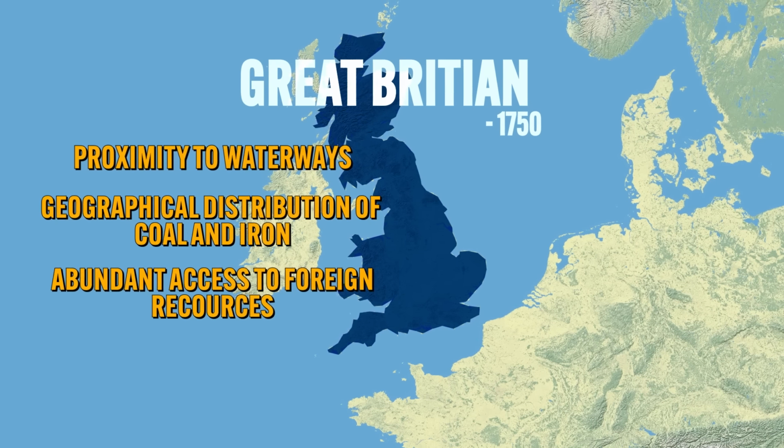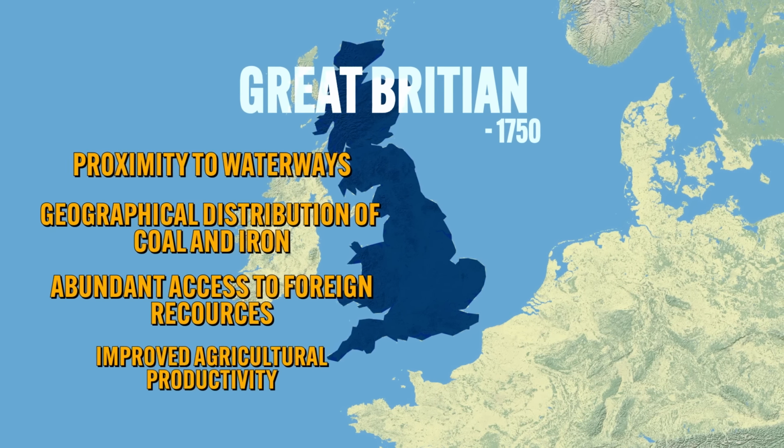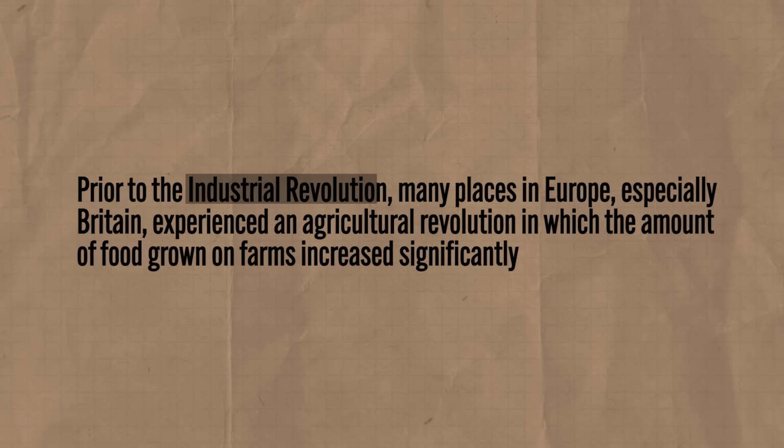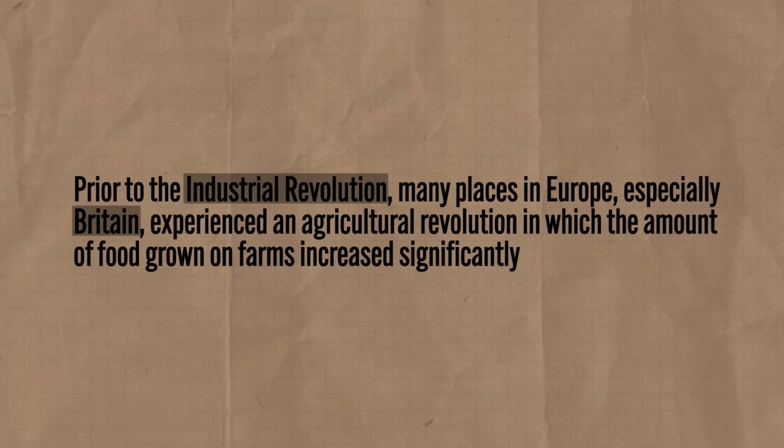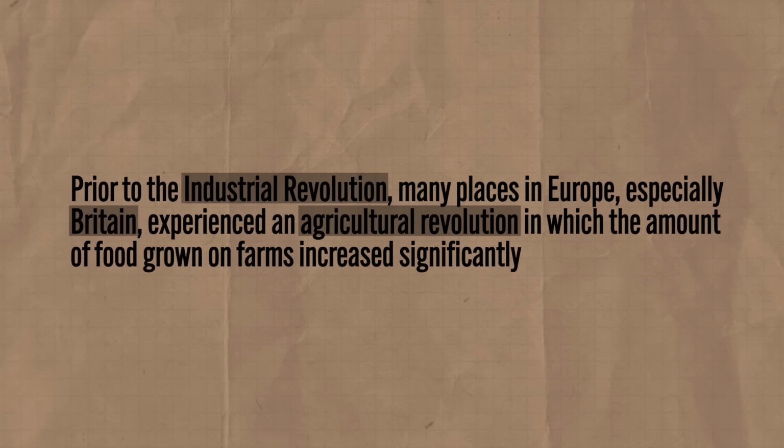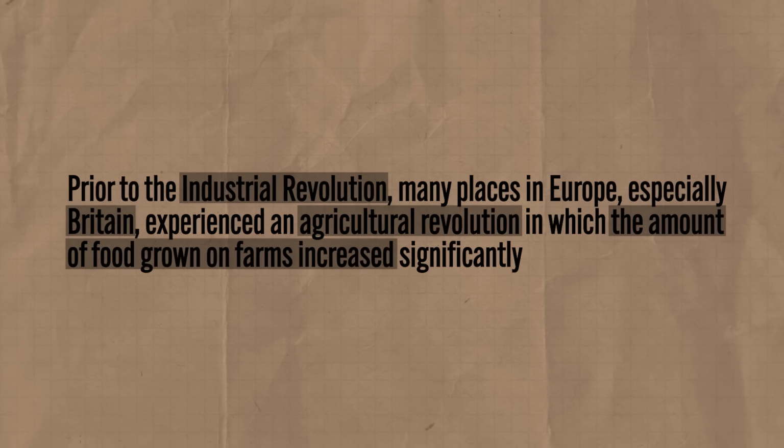Anyway, the fourth factor that enabled Britain to industrialize first was improved agricultural productivity. Or to put it another way, they had plenty of food to stuff in everybody's mouth holes. You see, just prior to the Industrial Revolution, many places in Europe, but especially in Britain, experienced an agricultural revolution in which the amount of food grown on farms increased significantly.